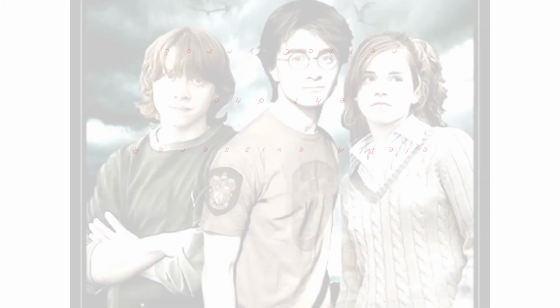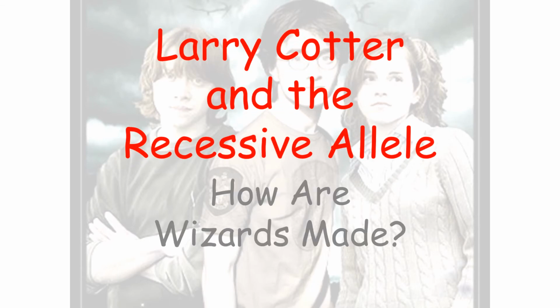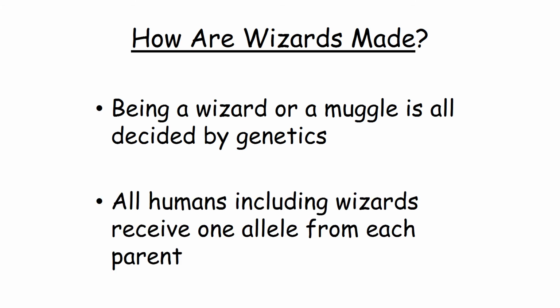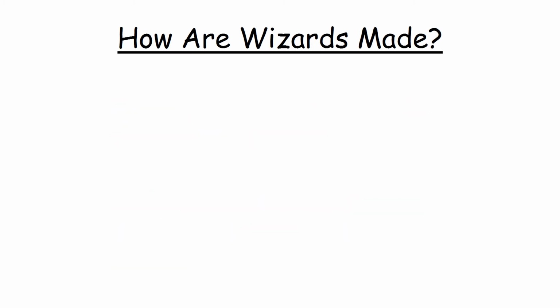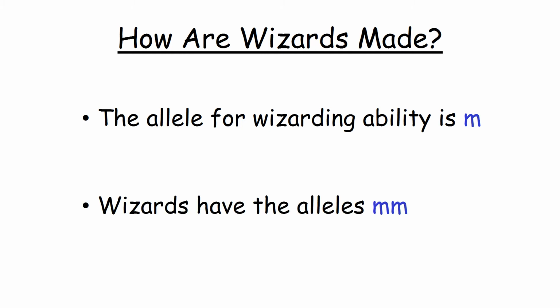So this is Larry Cotter and the recessive allele. How are wizards made? So here's the information. Being a wizard or a muggle is all decided by genetics, and all humans, including wizards, receive one allele from each parent. So the allele to be a wizard is small m. So that means wizards need to be homozygous recessive, small m, small m.